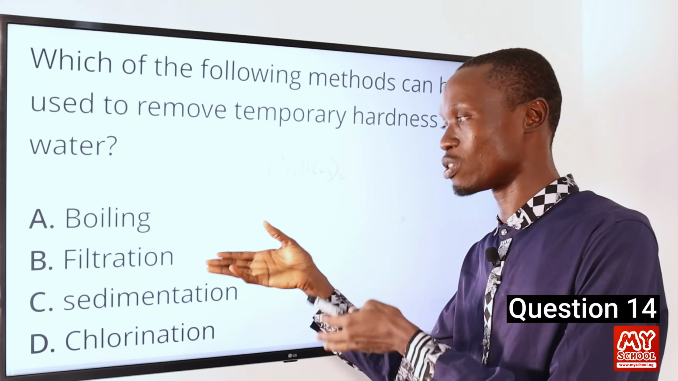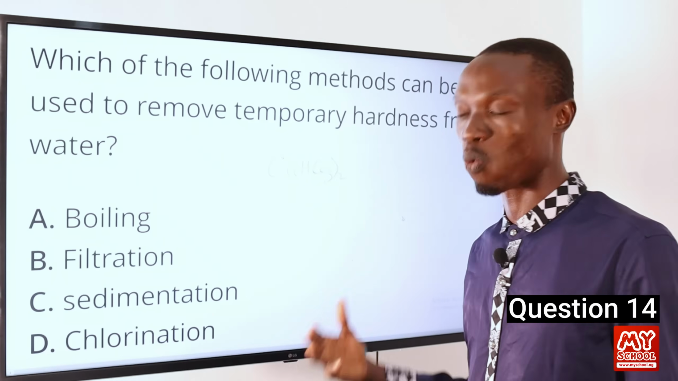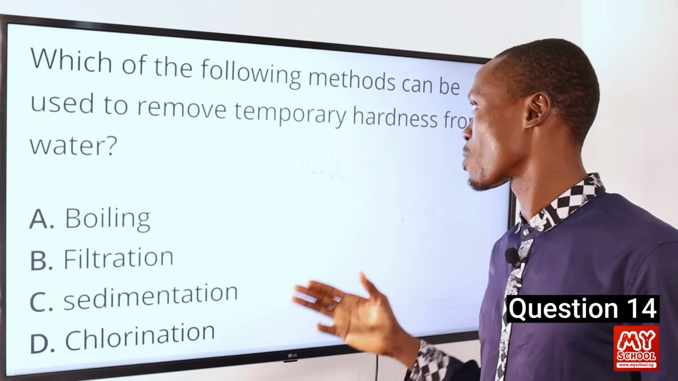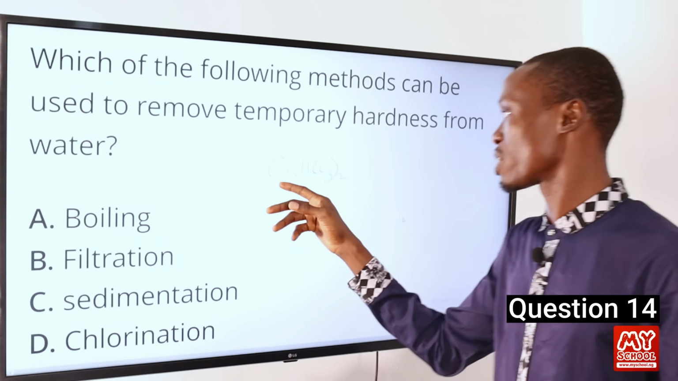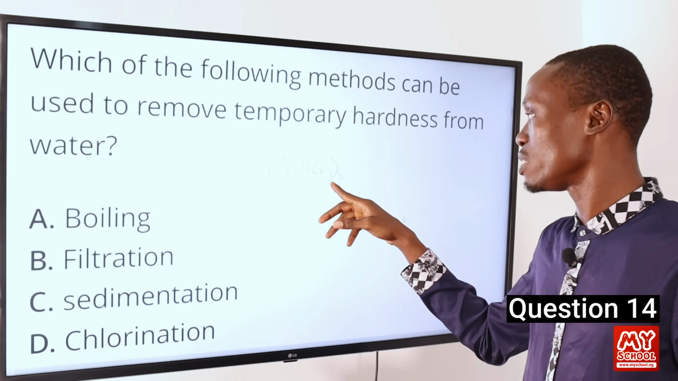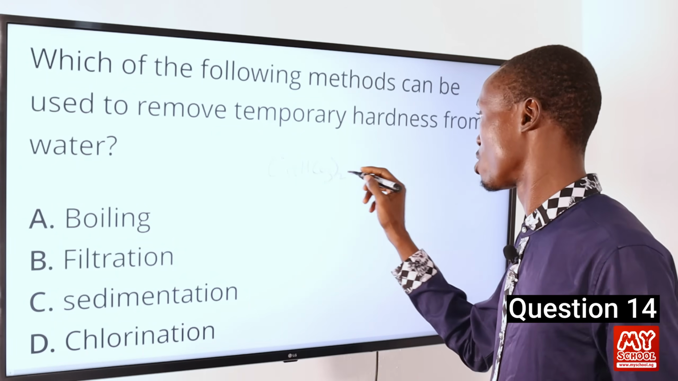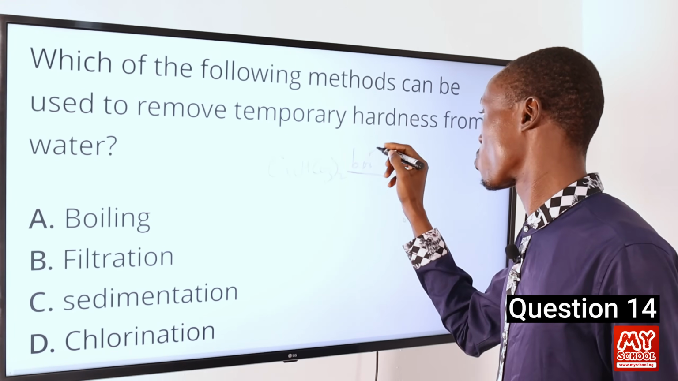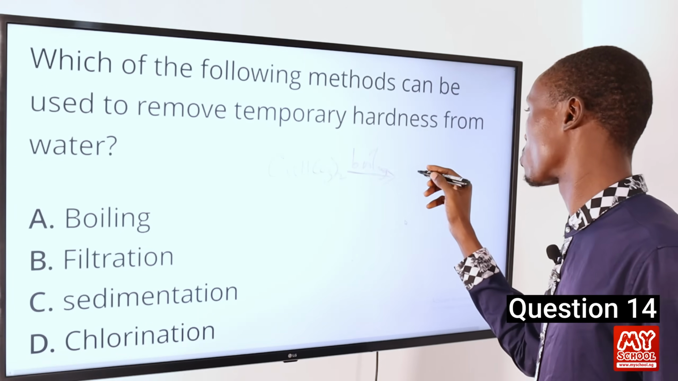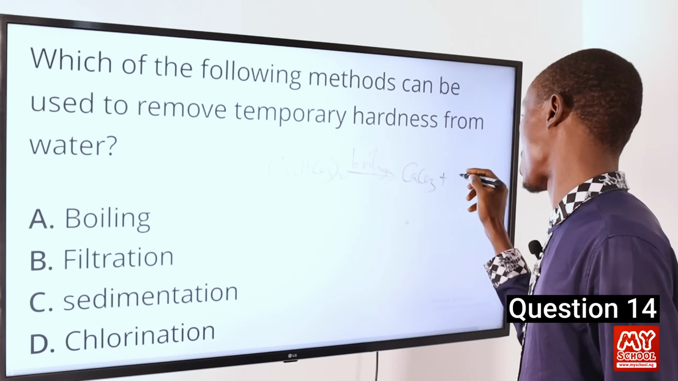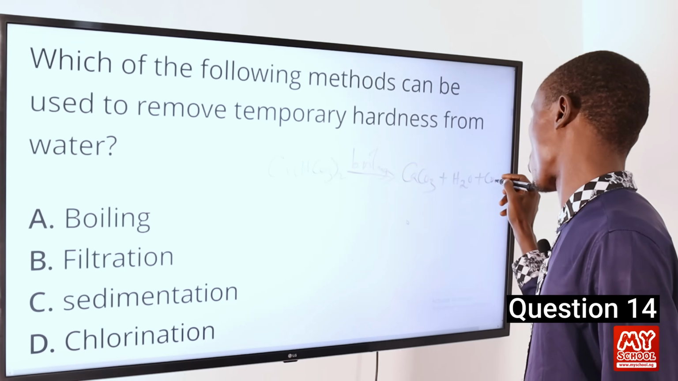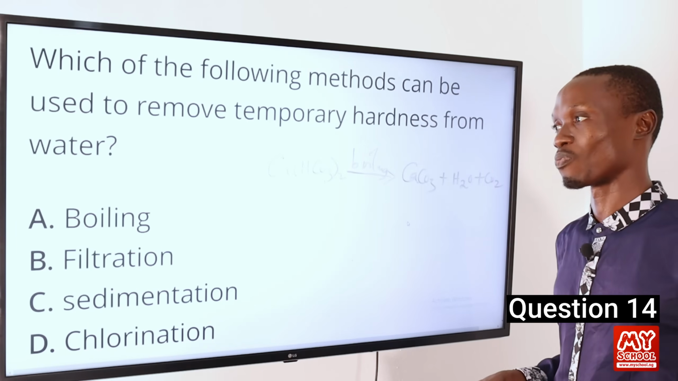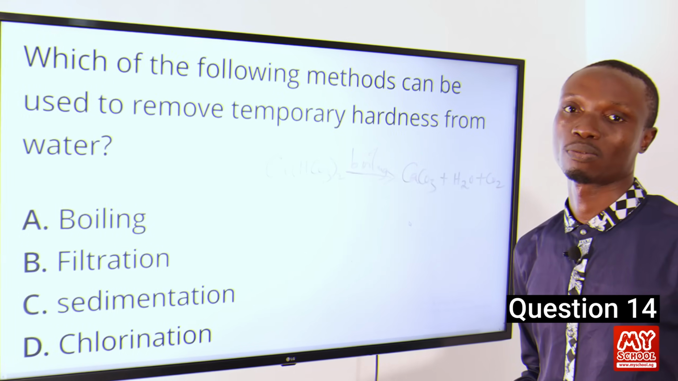Then we have filtration. Filtration is used to remove solid particles from water. So we are now left with boiling. The method that is used to remove temporary hardness of water is boiling. Calcium hydrogen carbonate is one of the salts responsible for temporary hardness of water. When this is boiled, the salt is broken down to calcium carbonate, water and carbon dioxide. This calcium carbonate is insoluble in water and can be filtered off. So A is our correct option.